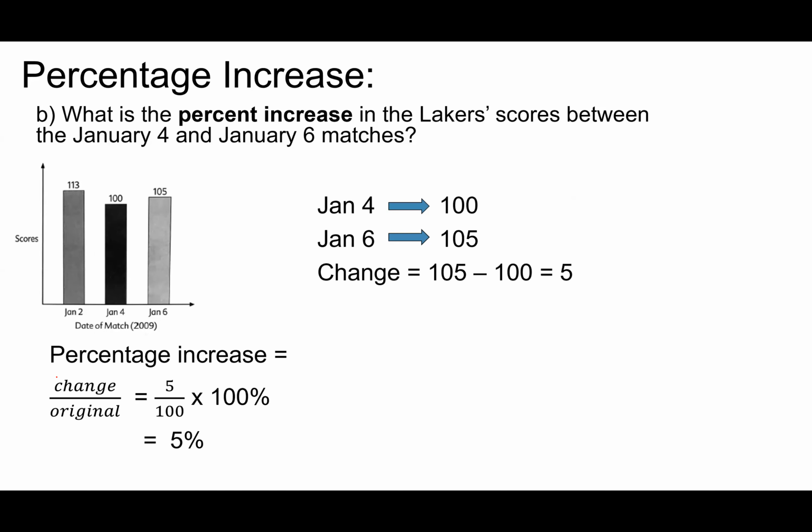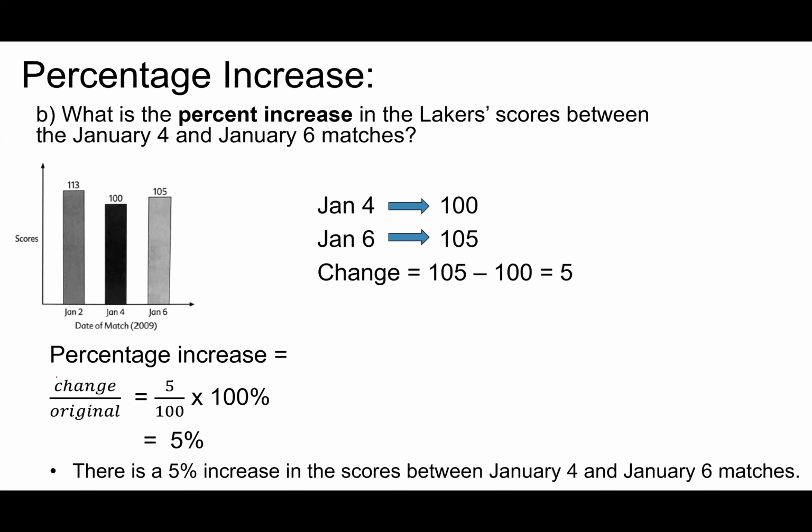So in that sentence, you're going to answer there is a 5% increase in the scores between January 4th, I'm going to hide these, and January 6th. There we go.